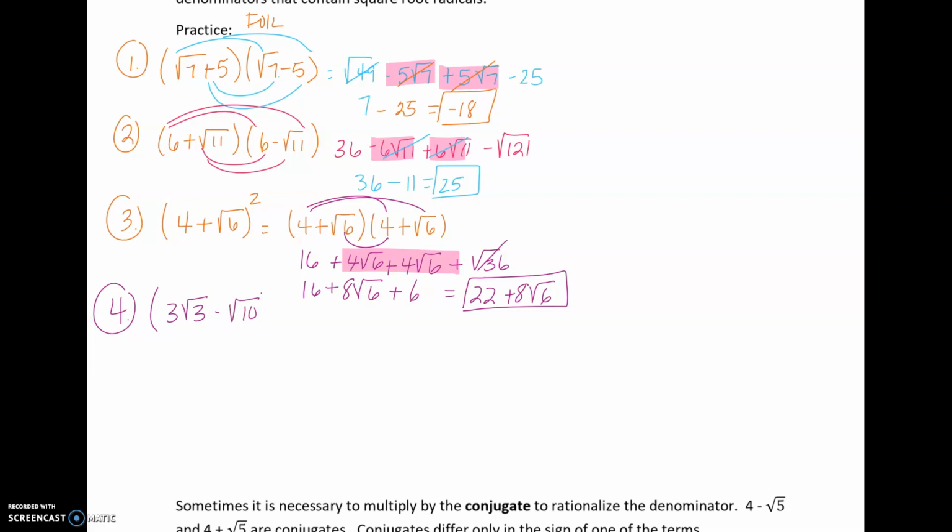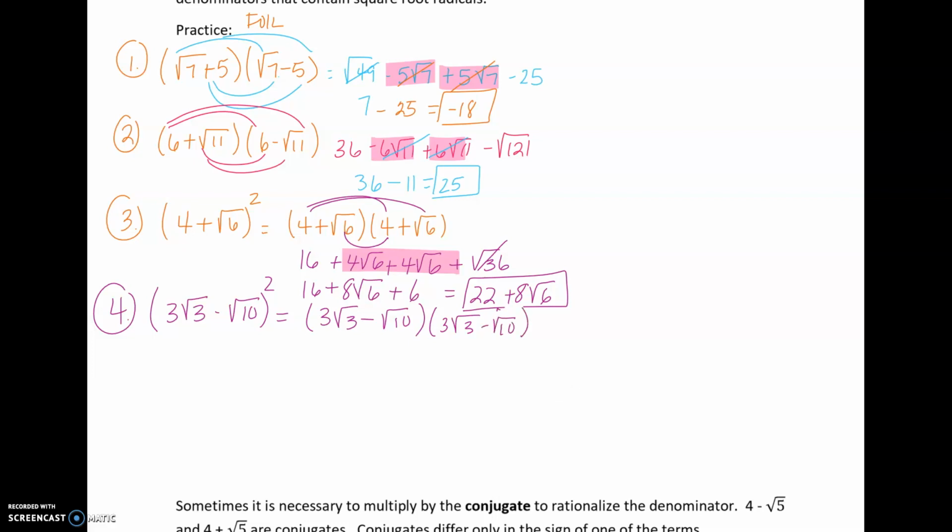The square root of 10, all of that squared. So this is also the square of a binomial. It means 3 square root of 3 minus the square root of 10 times 3 square root of 3 minus the square root of 10. I wrote that back. All right.